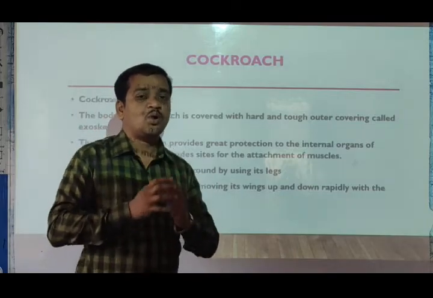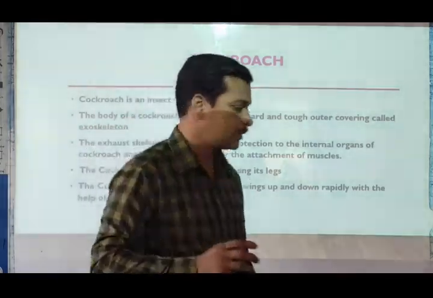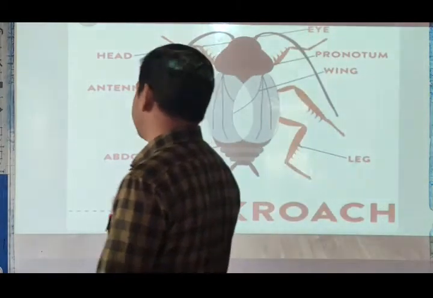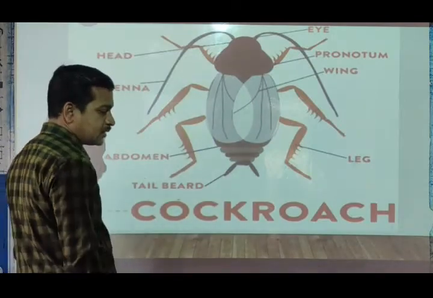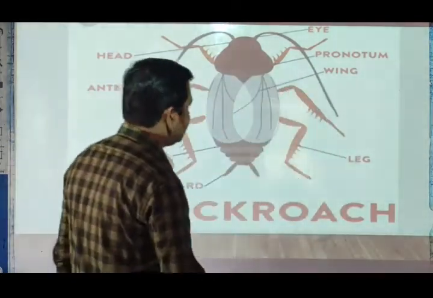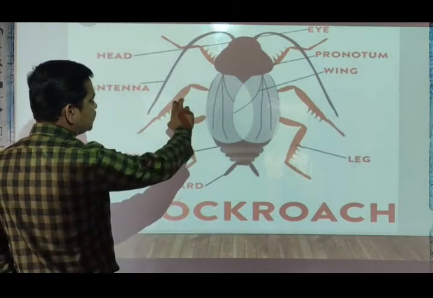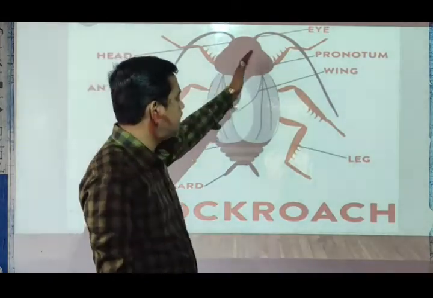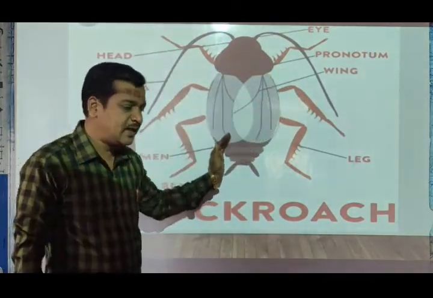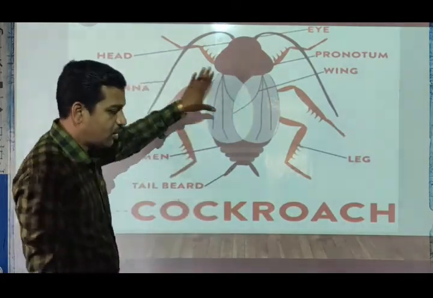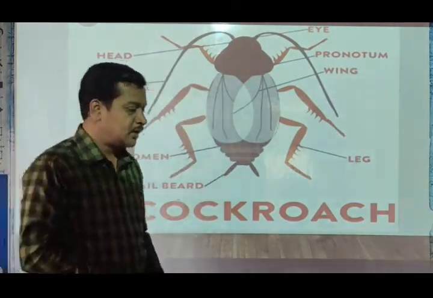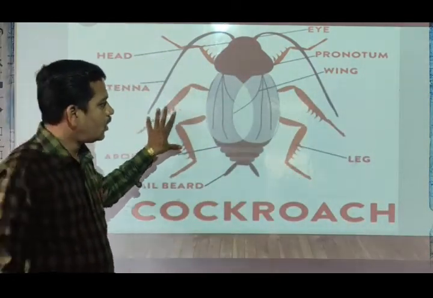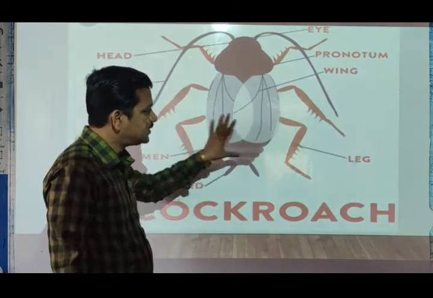Next point, the cockroach has 6 legs. You can see here a cockroach has 6 legs, and 3 legs on each side. Now see, 1, 2, 3. 1, 2, 3. So in total, how many legs are there? Total 6 legs, with 3 legs on each side of its body. Then the cockroach moves on the ground by using these legs.